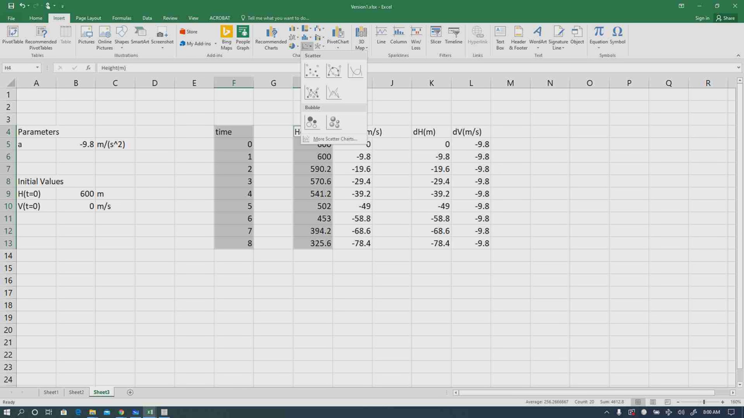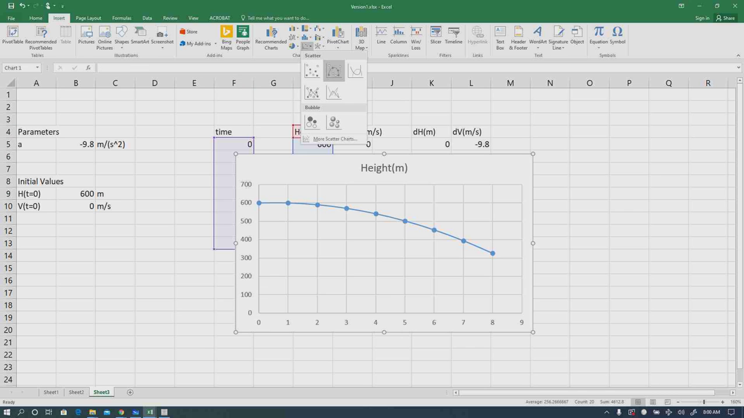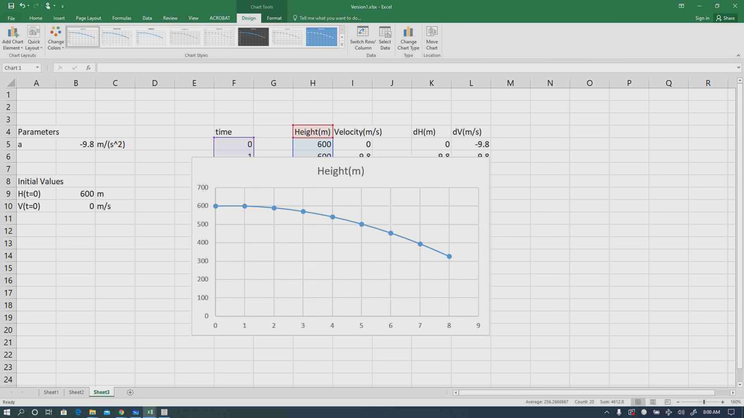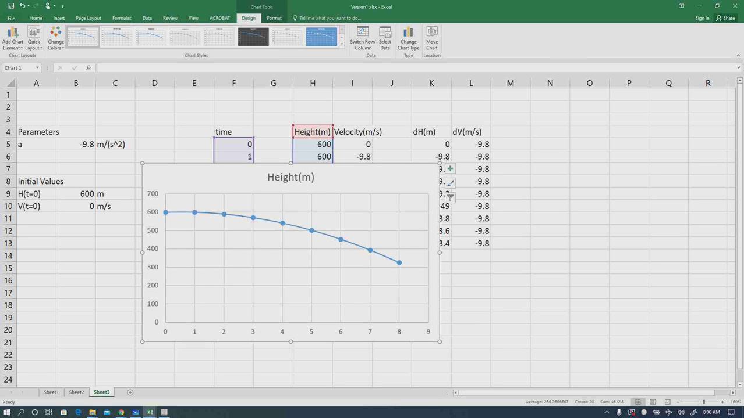If you have something that's XY data, a scatter plot, those are the kinds of things that make sense for plotting this kind of data. And so this shows the height of a thing falling as a function of time. So in 8 seconds it will have fallen, looks like about 300, almost 300 meters in 8 seconds.